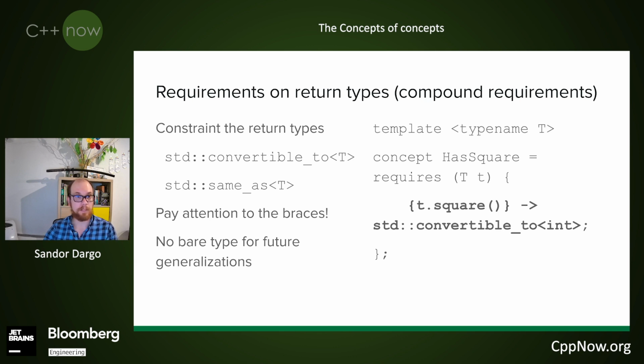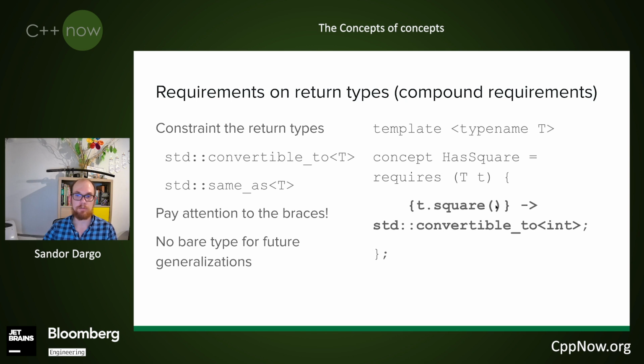It's called compound requirement, and you can constrain the return type of the function square. So you must put this expression, this function call, between braces, then you use the arrow, and then you can choose among std::convertible_to and std::same_as. So in one case, you expect that what square returns is something that is convertible to an integer, and in the other case, you expect that it must be an integer. So what you pass there is okay. It's the same as an integer or whatever.